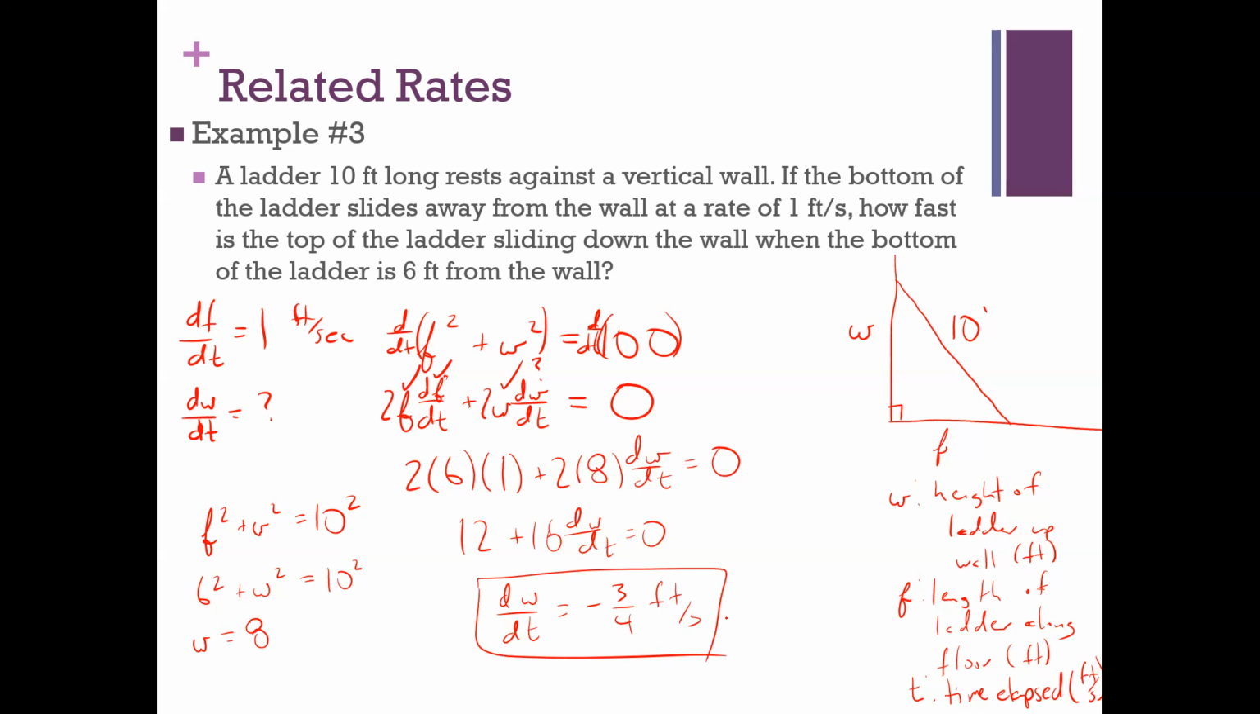I got a negative number for dw/dt. Does that make sense? Why does that make sense? It's decreasing, right? The rate of change is representing a drop. w is decreasing as time goes on. Any questions here?